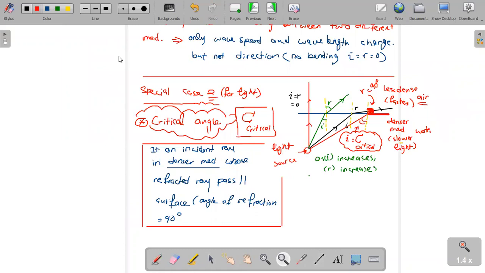This is the maximum angle. This sign means parallel to, or touch, meaning touches. Okay guys, excellent.